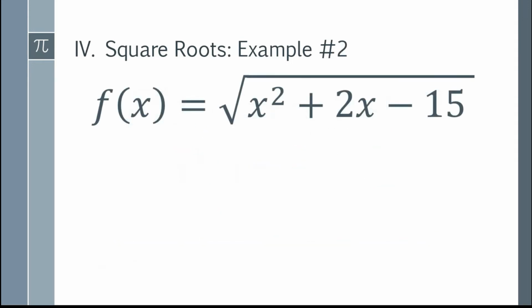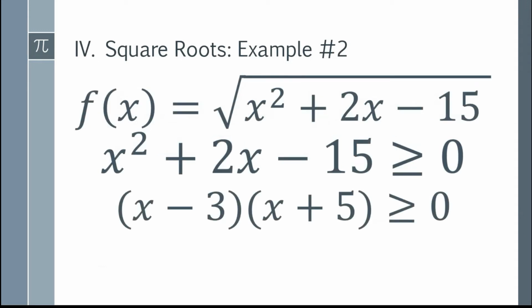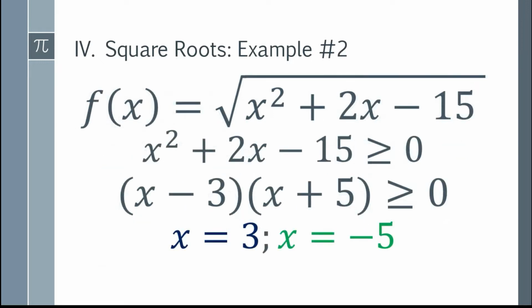Next one, example number 2. Paano naman pag f of x is equal to the square root of, okay, may polynomial ka sa loob ng square root. X squared plus 2x minus 15. So, kunin mo lang yan. I-set mo siya sa greater than or equal to 0. I-factor mo, you will have this one. At hanapin mo yung value ng x. So, you have 3 and negative 5.